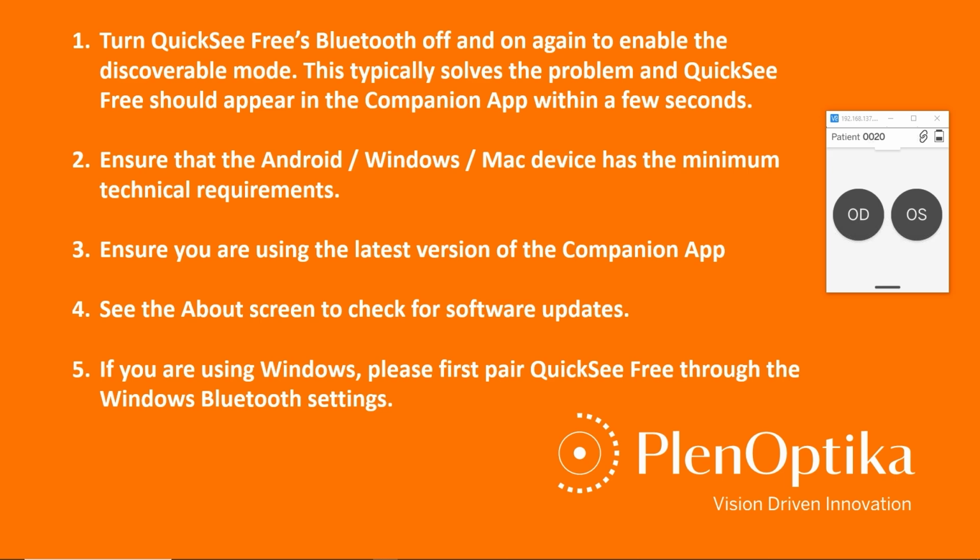It is possible that the Quixi Free does not pair with the companion app on the first attempt. This is because Bluetooth is a sensitive technology. If you experience this issue, follow these troubleshooting steps. First, turn the Quixi Free Bluetooth off and on again to enable the discoverable mode. This typically solves the issue, and the Quixi Free should appear in the companion app within a few seconds.